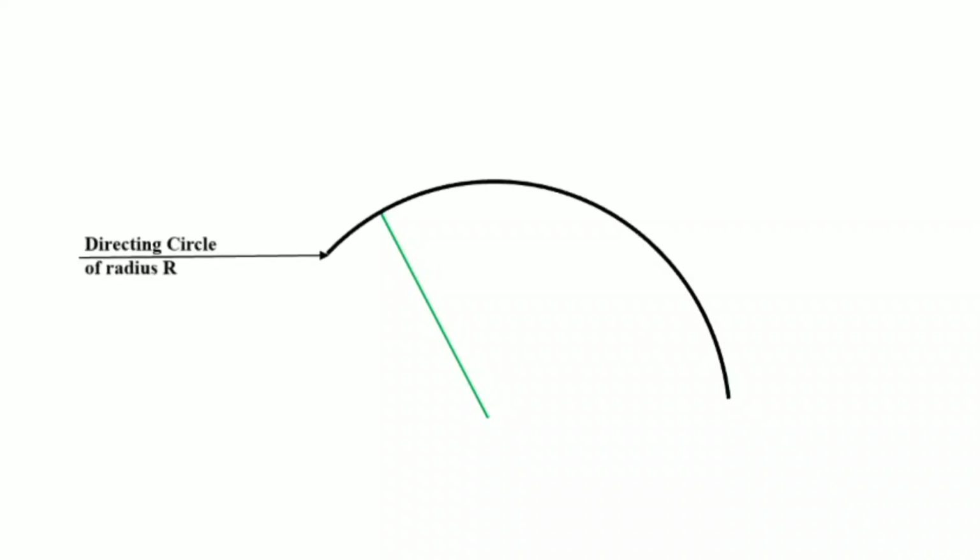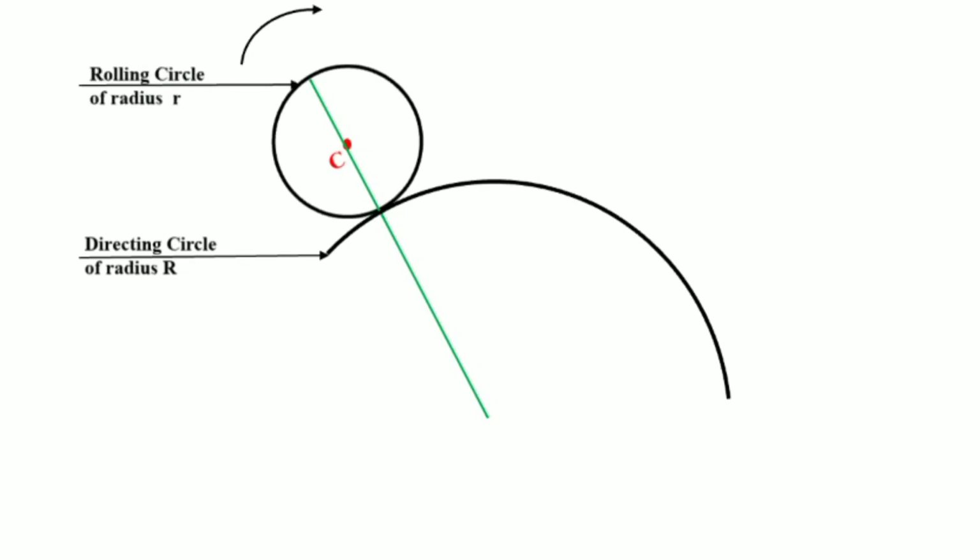Now we are going to extend that line further beyond the directing circle by a length of 50 mm. By taking this length of 50 mm, we can mark the midpoint of this line at a distance of 25 mm. So we get the center point, and by taking this center point, draw a circle of radius 25 mm. Now to roll this circle in forward direction, this circle must roll in clockwise sense, right? So this circle is called the rolling circle of radius small r. In our problem, it is now 25.